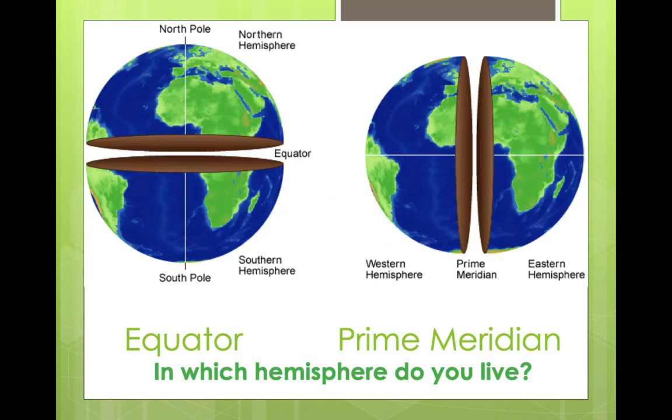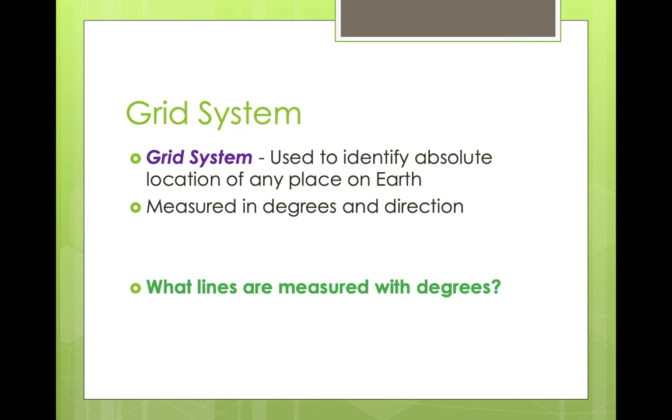So when you look at the equator and the prime meridian, you can see that we're divided into the northern hemisphere and the southern, western hemisphere and the eastern. We as Americans live in the northwestern hemisphere. Okay, so we're above the equator and we're to the left of the prime meridian. So when we look at a grid system, that's the lines that are measured with degrees.